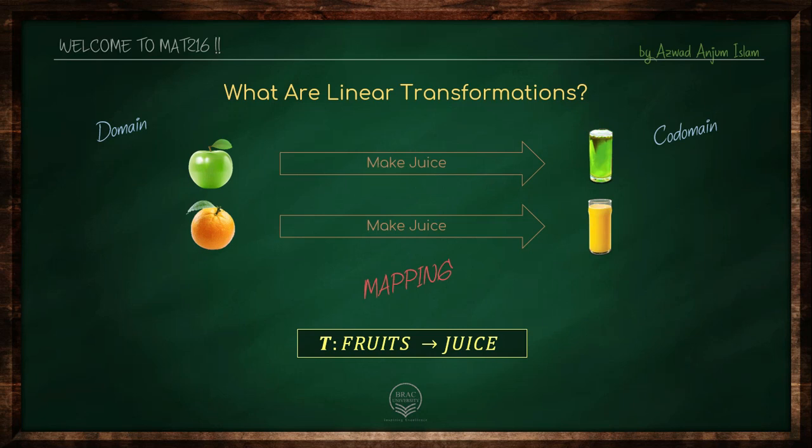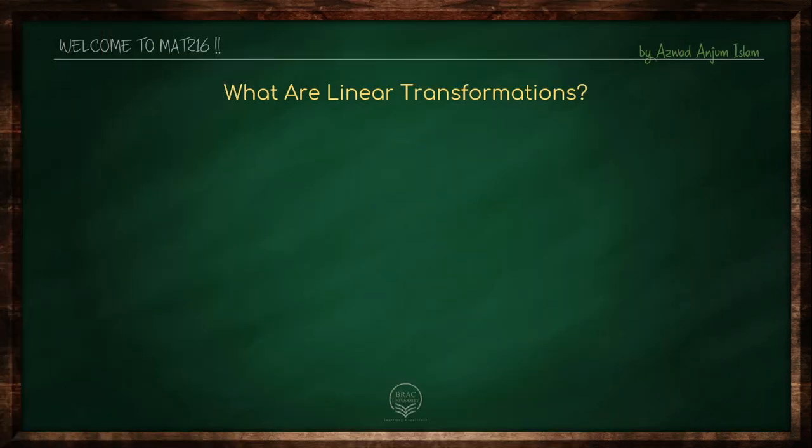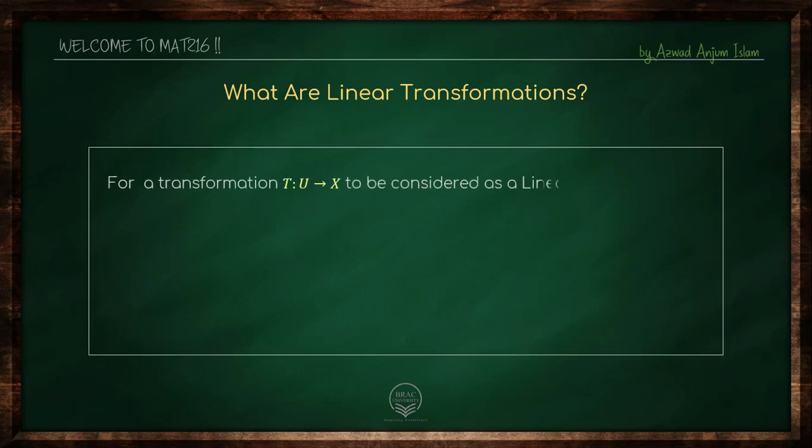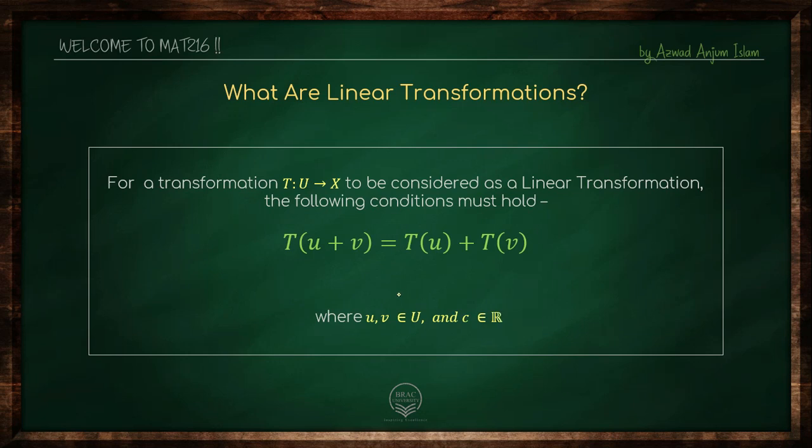When does a transformation become a linear transformation? For a transformation to be considered a linear transformation, there have to be two rules satisfied. The first of which is this one. In here, the transformation is going from the set U to the set X. u and v are elements of the set U, and T(u), T(v), and T(u plus v) are elements of the set X.